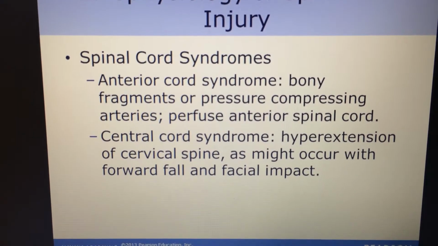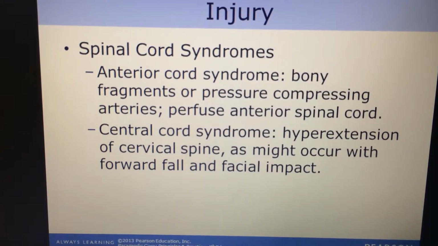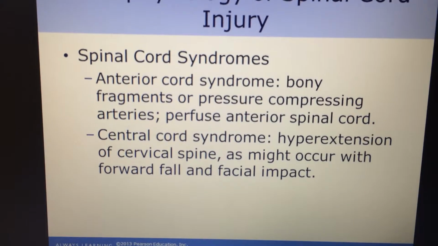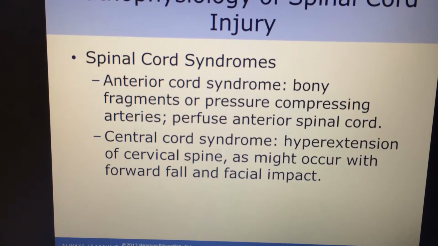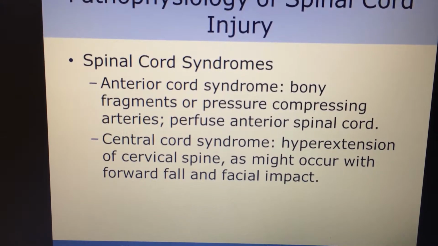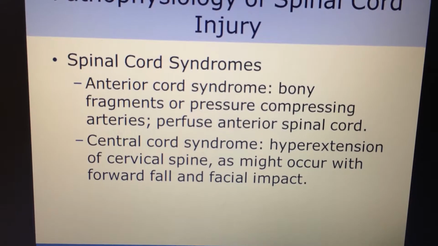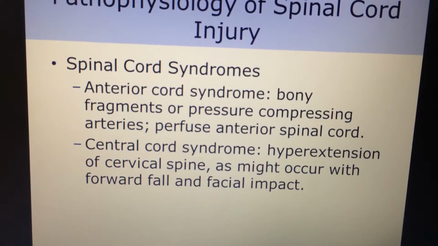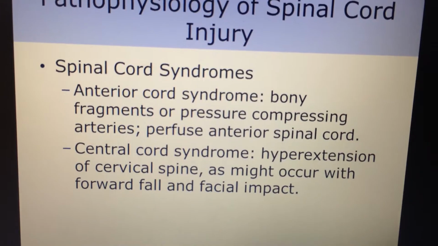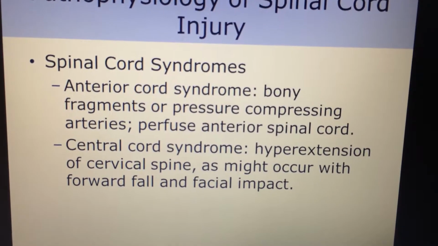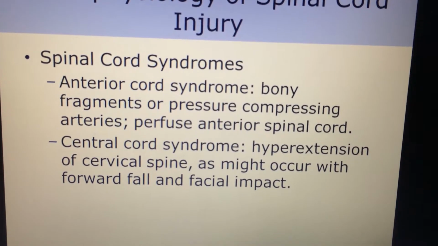Now, the other aspect that we're going to be looking towards is anterior cord syndrome, which is different. Bony fragments or pressure compressing on the arteries that perfuse the anterior spinal cord. So normally our anterior cord syndrome doesn't come from an injury like a herniation or such, but it comes from loss of blood flow to the area. We're actually compressing the arteries that feed there, and so there are no arteries perfusing that spinal cord. So the anterior cord syndrome comes again from loss of blood supply to that portion of the cord.